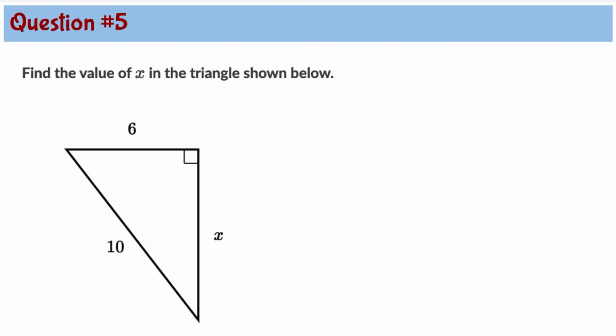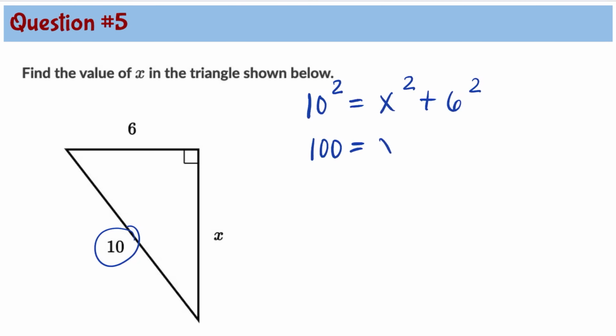Question number 5. Find the value of x in the triangle shown below. In this question number 5, which one is the hypotenuse? 10, right? So how will you set up the equation? It should be 10 squared is equal to x squared plus 6 squared. 10 squared is 100. We have x squared. 6 squared is 36. What will you do next? Subtract 36. So if you subtract 36 from both sides, then you will get 64 is equal to x squared.